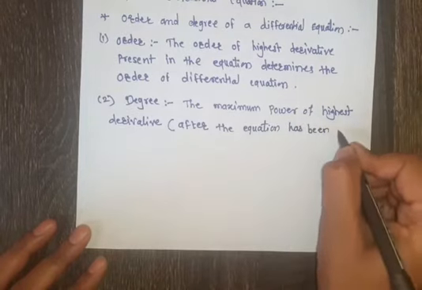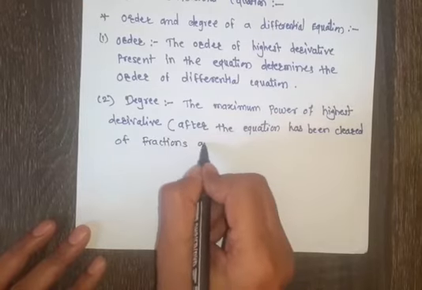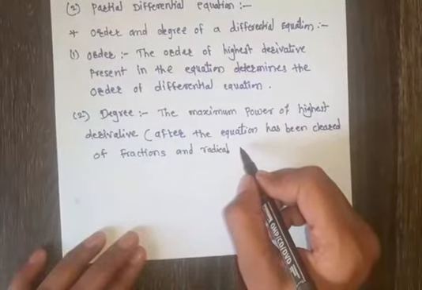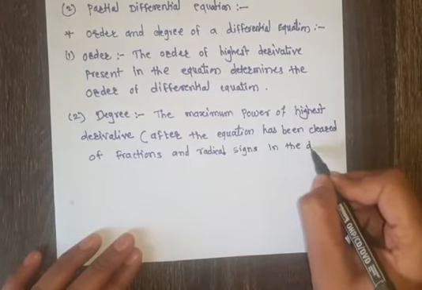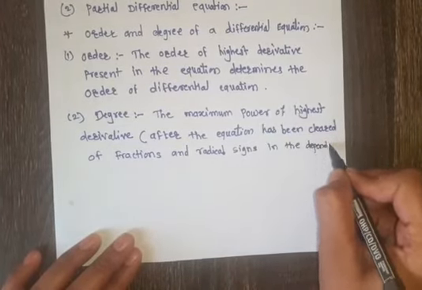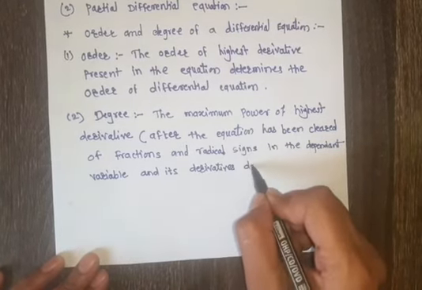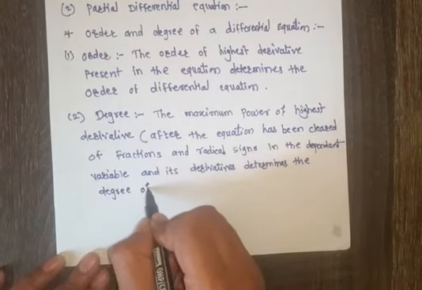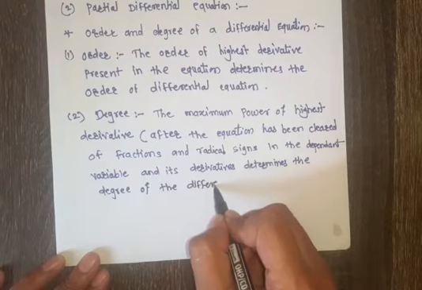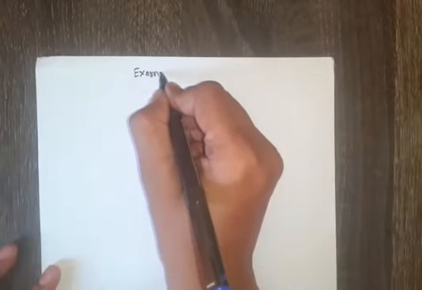But that equation must be free from the radical signs and cleared of fractions with the dependent variable and its derivative. Now we can calculate the degree and order of differential equation. Now we move towards some examples on the degree and order of differential equation.